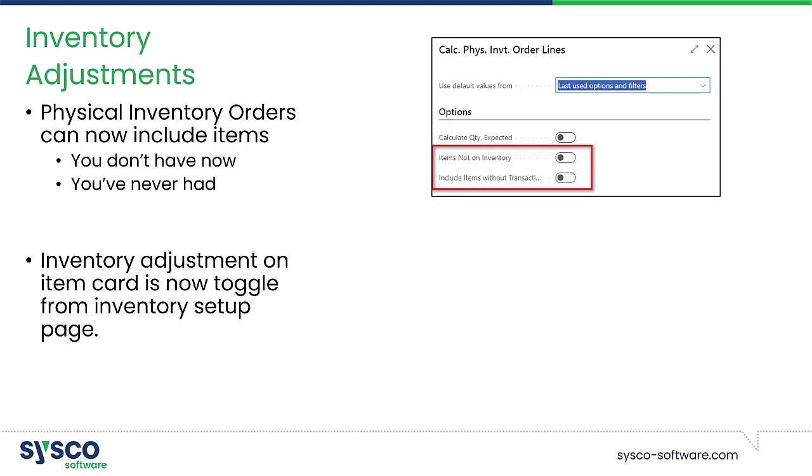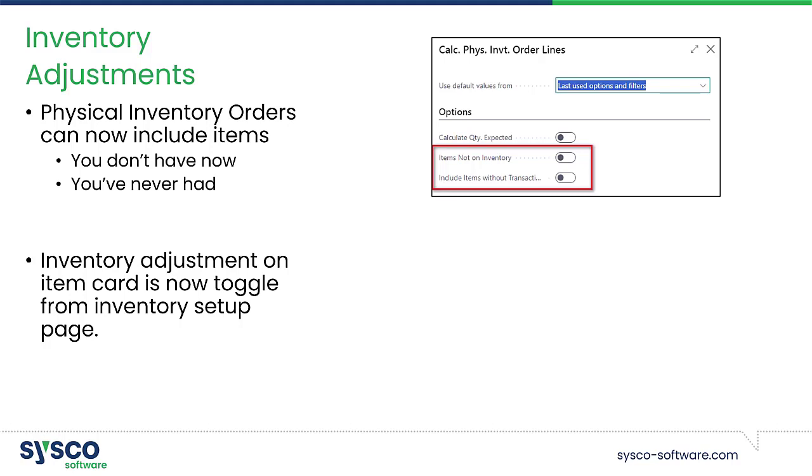Inventory adjustments. So calc lines on physical inventory orders, you can now include items that you don't currently have or items that you've never registered before. So again, it's just a way of making sure that if you have no stock, that you actually do not have any stock, and it'll include that for you.